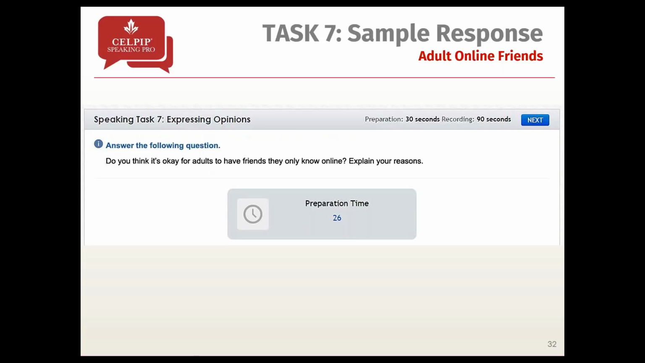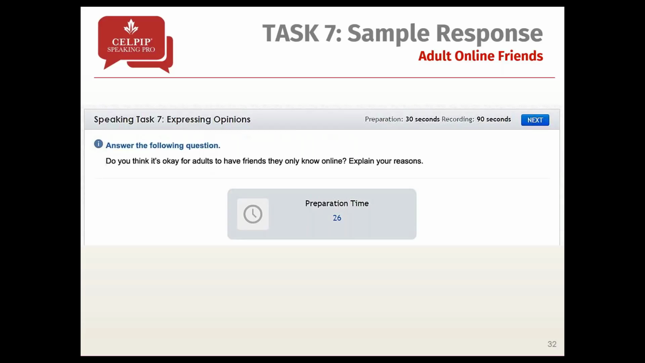I think it's okay for adults to have online friends because first of all, they are adults. They are not like teenagers or something, so they can use their discretion to carefully choose people and friends online, and at the end it's just kind of a friendship. They will not go to make any relation or go like deeper more than like friends.